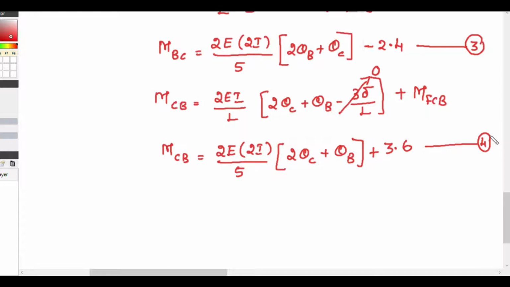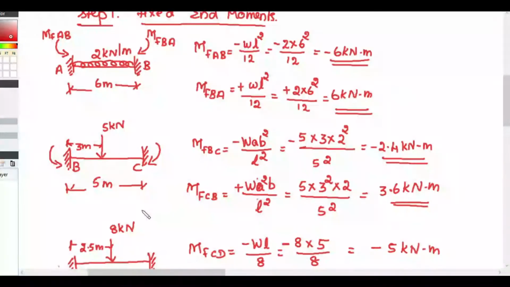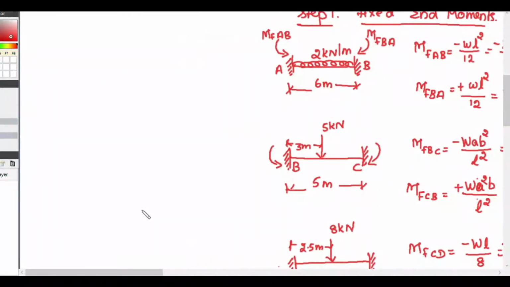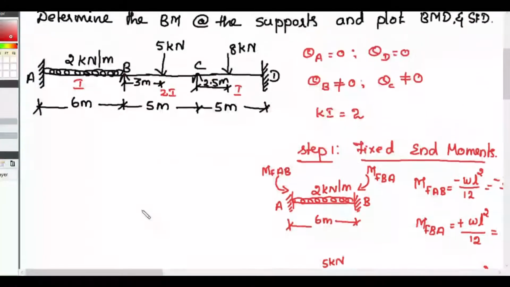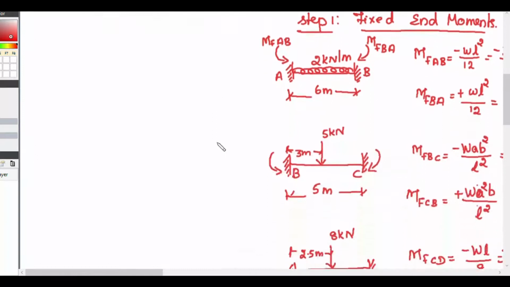Now, we will take the next span. Our third span is span CD. While we are considering the span CD, C is simply supported and D is fixed support. That means theta D is equal to 0. Here also the I is replaced by I. The span length is 5 meter. So now we will write the slope deflection equations.